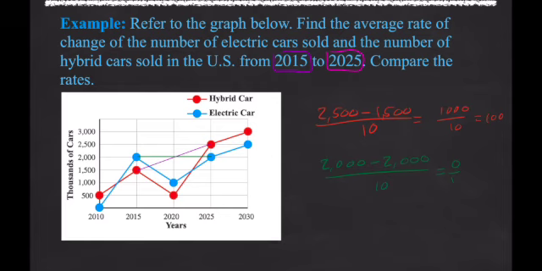So according to the average rate of change for the electric cars, we did not sell any extra in those years. The average rate of change would not have changed at all. And if we were to continue this, we would say, okay, well, electric cars, we are not going to see any increase in the sales of electric cars. But the sales of the hybrid cars, we are going to see an increase as time goes on. That's according to average rate of change.